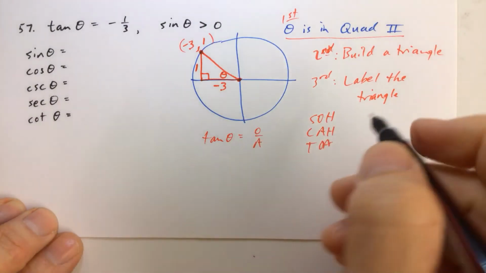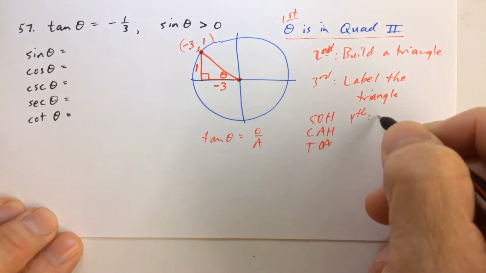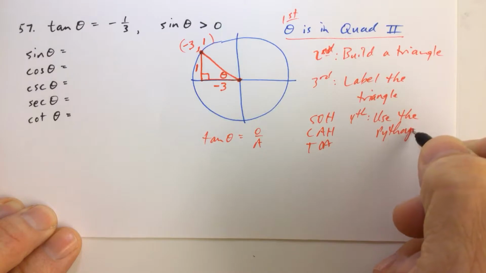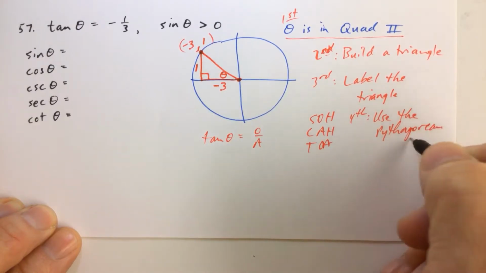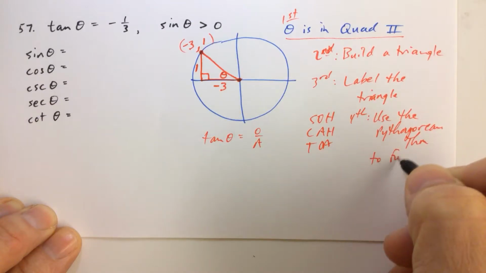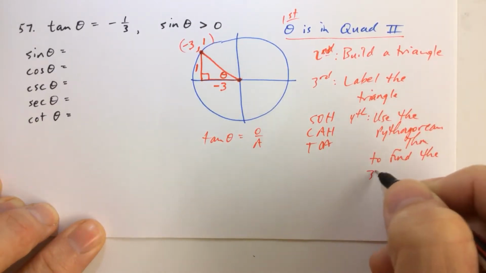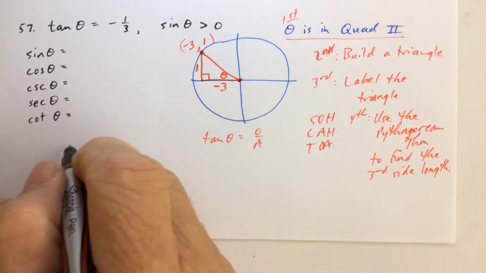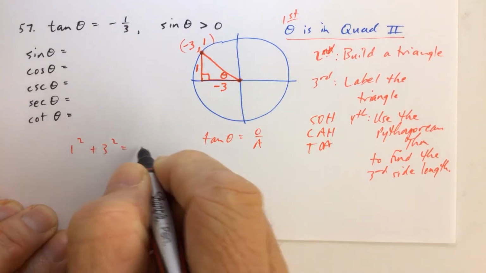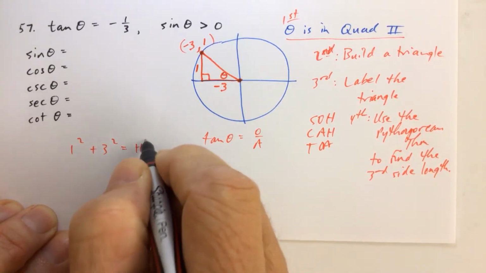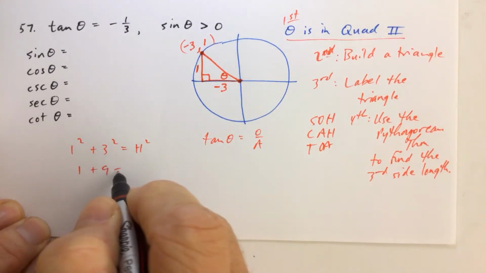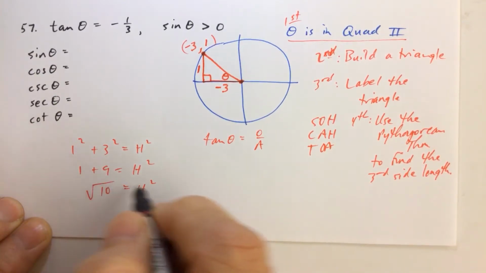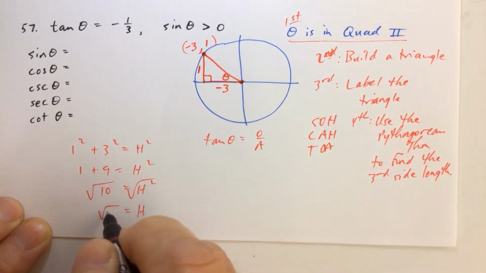The next thing we do, fourth, would be to use the Pythagorean theorem to find the third side length. So let's do that. 1 squared plus 3 squared equals the hypotenuse squared. So we get 1 plus 9 equals the hypotenuse squared, and 1 plus 9 is 10. If we take the square root of both sides, we get that the hypotenuse has a length of radical 10.